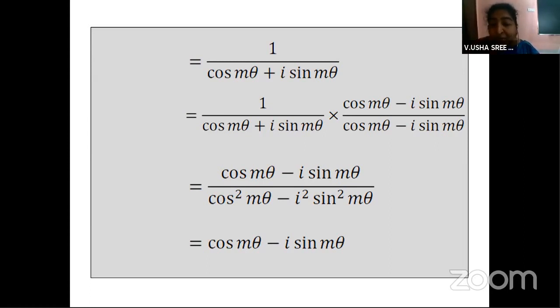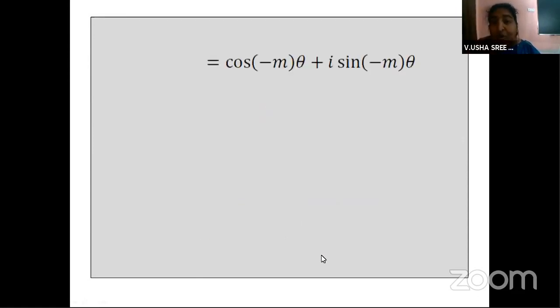So we have calculated cos mθ minus i sin mθ. Now we can always rewrite this as cos of minus mθ plus i sin of minus mθ. See, cos of minus θ is cos θ, sin of minus θ is minus sin θ. So cos mθ minus i sin mθ can always be replaced like this. But what is minus m? Minus m, we have taken as n. So minus m, we are replacing with n. So cos nθ plus i sin nθ.